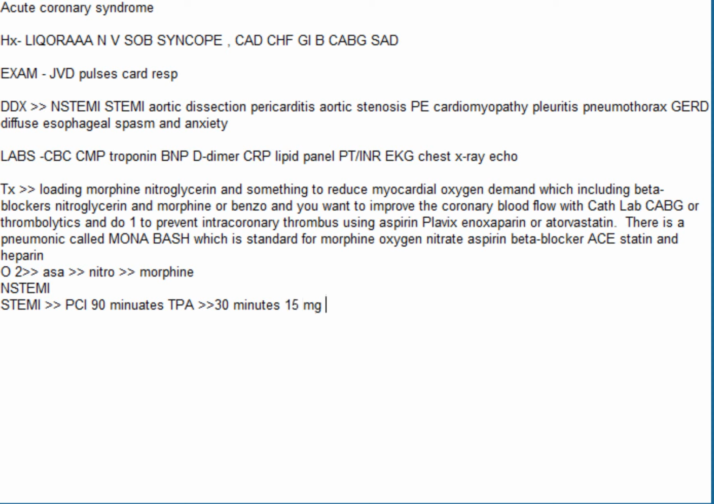So 15 milligram bolus, then 50 milligram over 30 minutes, and then you transfer to the PCI capable facility. And then CABG, everybody knows if there is multi-vessel disease, more than 3 vessels, that CABG can actually be indicated. So there is a good idea to do CABG.